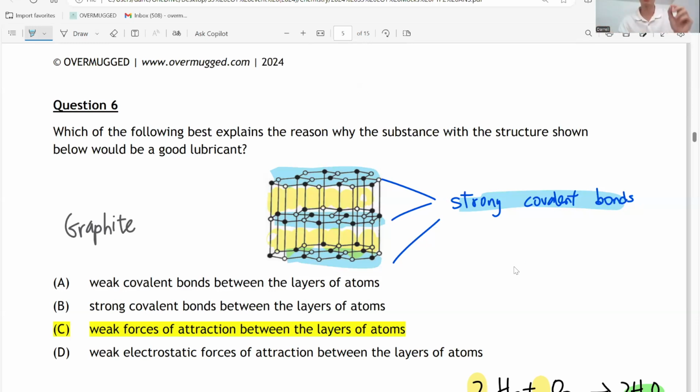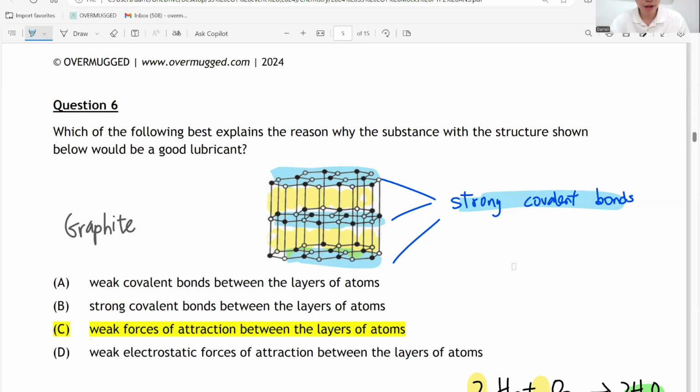So that's why over here, it's a good lubricant, because the layers can slide over one another. Are we clear? Covalent bonds are freaking strong. You don't ever break covalent bonds. If anything, it's the weak intermolecular forces of attraction between the layers. Okay, for question 6, why is it not 4?